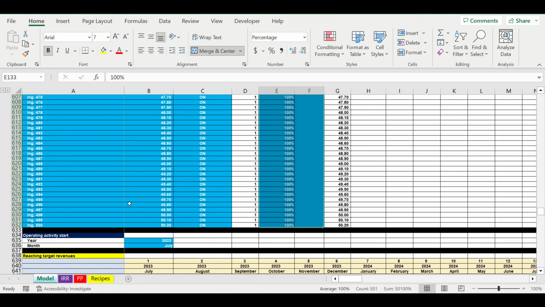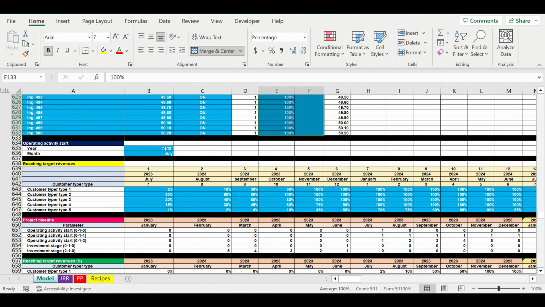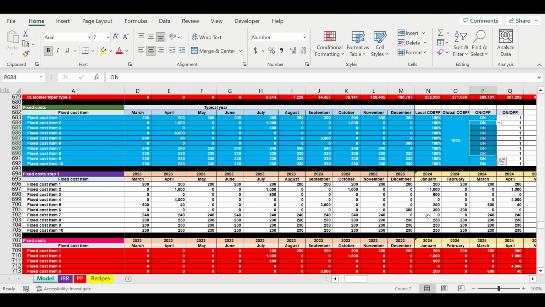Here we can specify when we are starting operating activity, when we get the first revenues, year and month. Then we are setting up how fast we are reaching the target revenues for each type of customer. Then we are talking about fixed costs. Here we have the list of fixed costs, and here is the typical year for fixed costs.